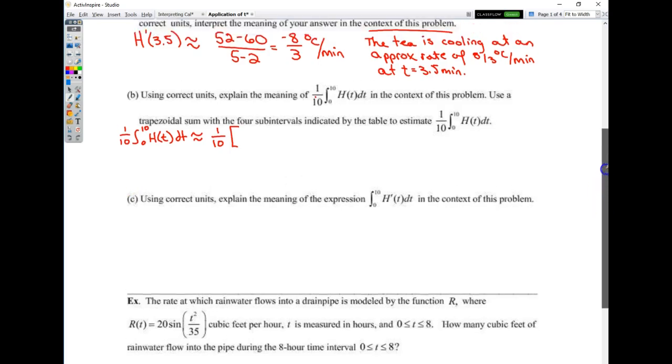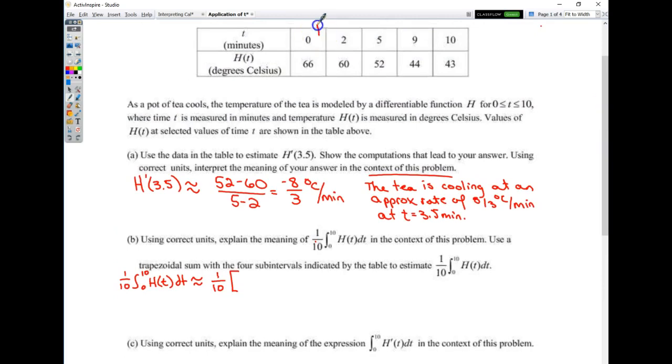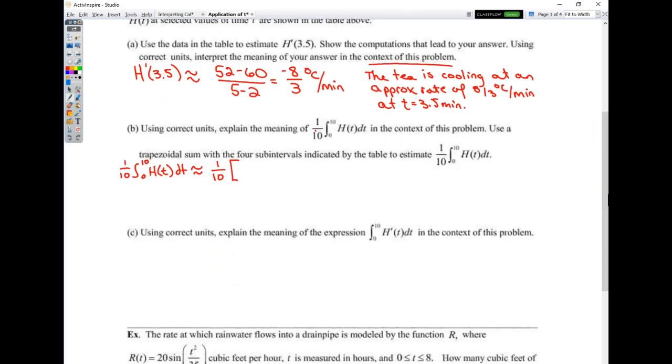So what I'm going to do is realize that this is made up of several trapezoids. So my first trapezoid is going to have heights of 66 plus 60, divided by 2, times 2, plus 60 plus 52 divided by 2 times 3, plus 52 plus 44 over 2 times 4, plus 44 plus 43 over 2 times 1.